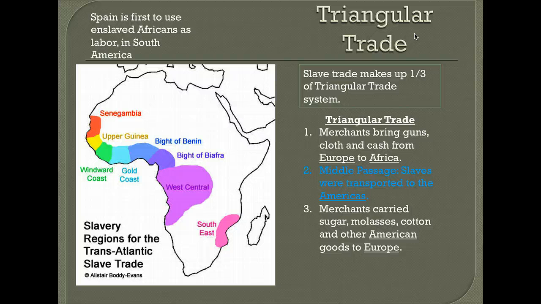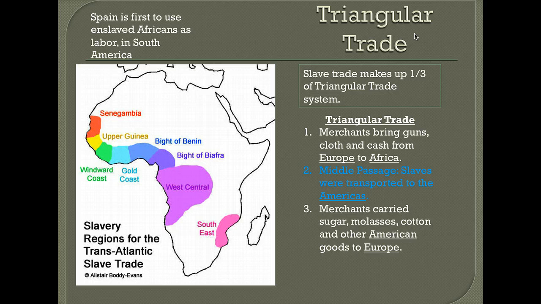The first part was merchants from Europe bringing guns, cloth, and other things to Africa. And when they got here, what essentially happened is Africans captured and enslaved other Africans and then traded them to the Europeans. So Europeans aren't heading into the interior of Africa and taking Africans as slaves. For the most part, it's Africans enslaving other Africans who then trade them to Europeans.